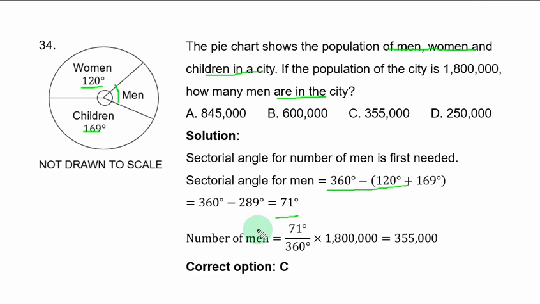Therefore, number of men is equal to their sectorial angle, 71 degrees, over total angles, 360 degrees, times total population, 1.8 million. If you multiply and divide, you have 355,000 men in the city. C is the correct option.